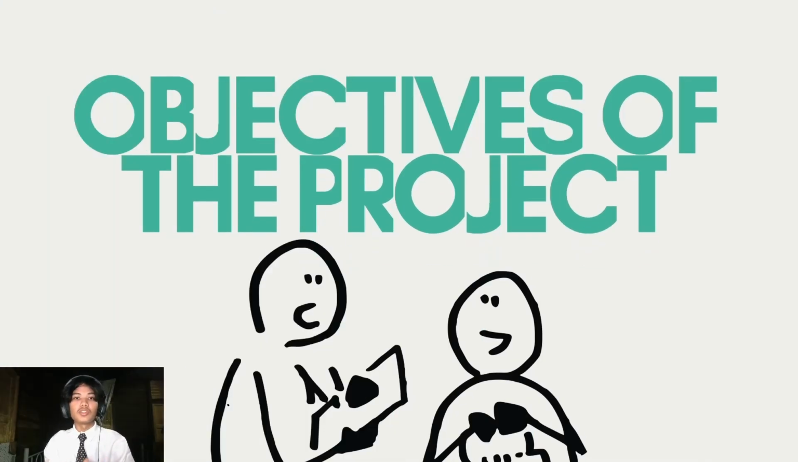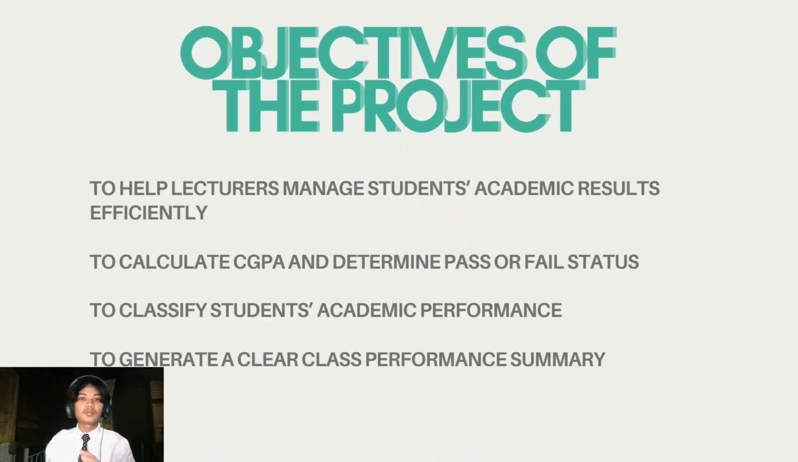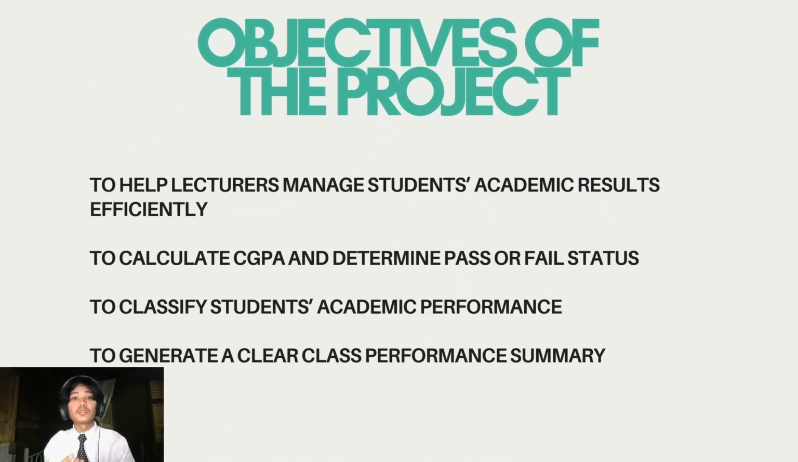This is our objective of the project. Our objective is to help lecturers manage student academic results efficiently, to make things faster and easier. Another is to calculate GPA and determine pass or fail status, to classify student academic performance based on GPA, and to generate a clear performance summary.